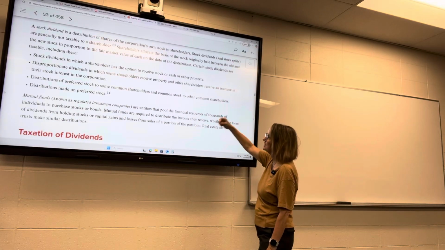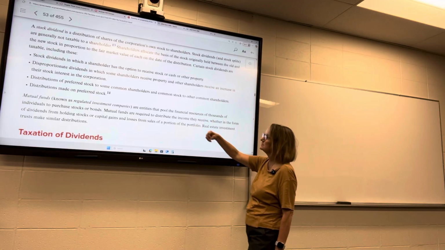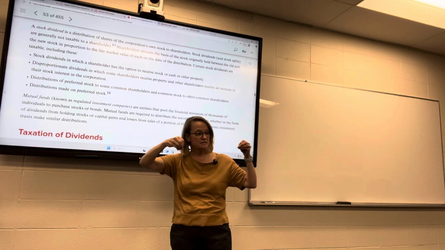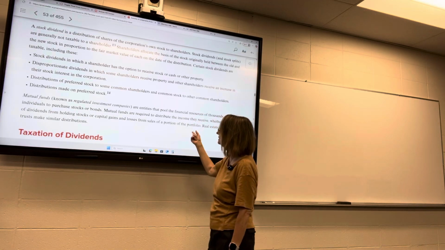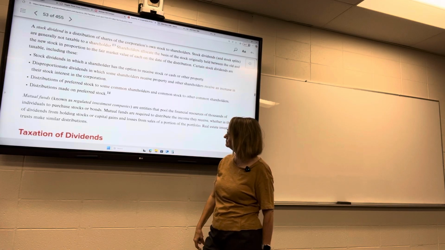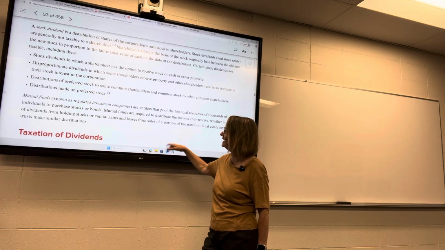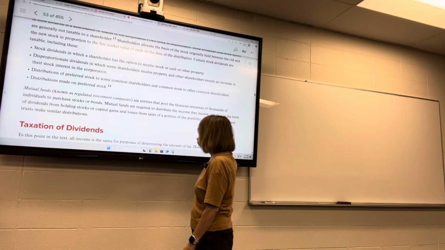Disproportionate dividends, where some shareholders will receive property, others will receive an increase in their stock. So if it's any type of unequal distribution. Preferred stock distributed to common shareholders, and then other distributions made on preferred stock are considered to be taxable.